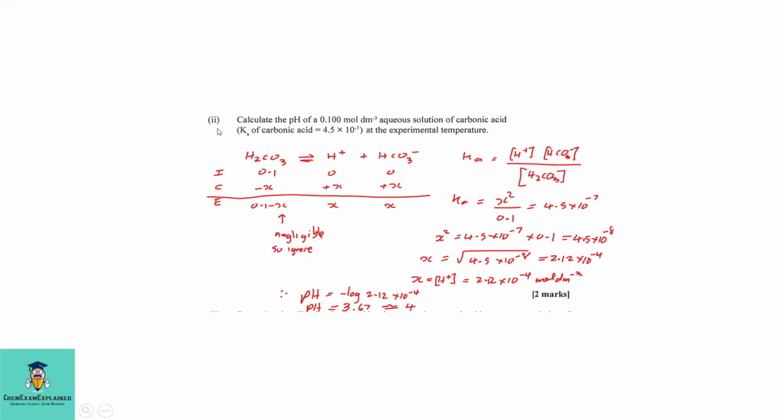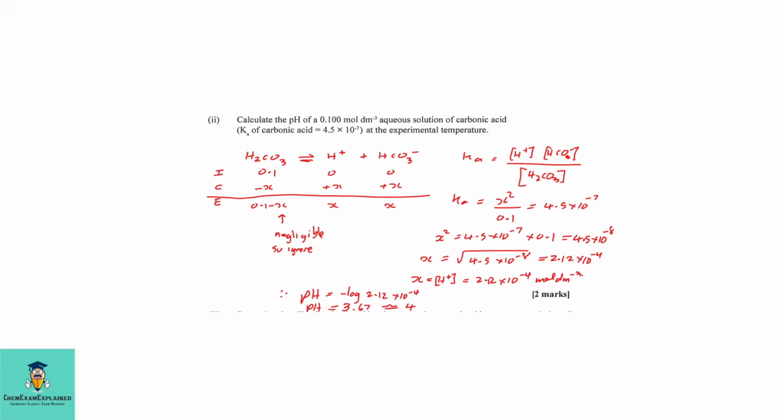2B Part 2. Calculate the pH of a 0.100 moles per dm cube aqueous solution of carbonic acid. The acid dissociation constant Ka of carbonic acid is equal to 4.5 times 10 to the minus 7 at the experimental temperature. So the first thing we're going to do is to write our equation of our carbonic acid dissociating. You can use the equation with water or the one without water. We're going to be using our ICE table.